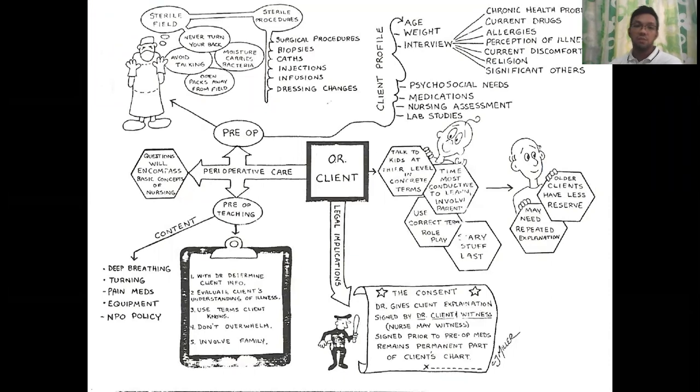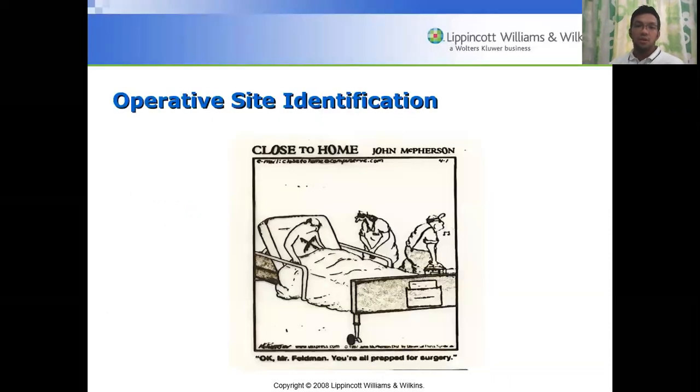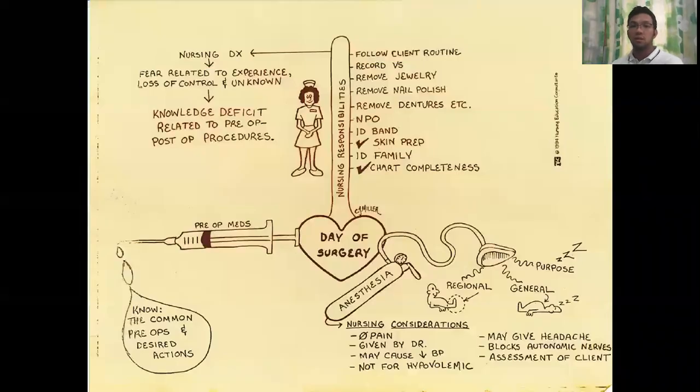So here's a simple illustration. You can screenshot this for further studies. And operative site identification. We need to know where the surgeon is going to perform the operation. If it's in the abdomen, which quadrant of the abdomen are they going to do the incision? So you need to know those things. You can screenshot this as well.